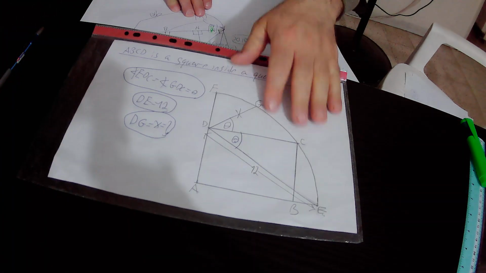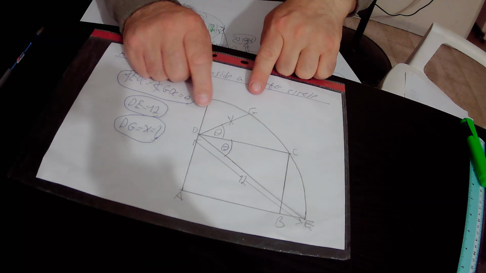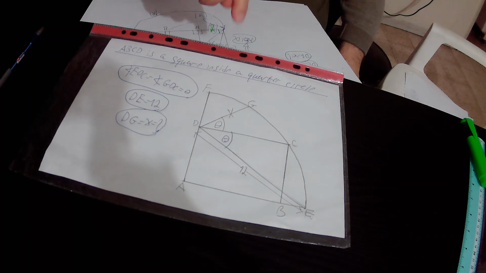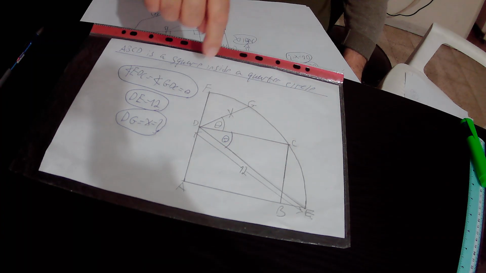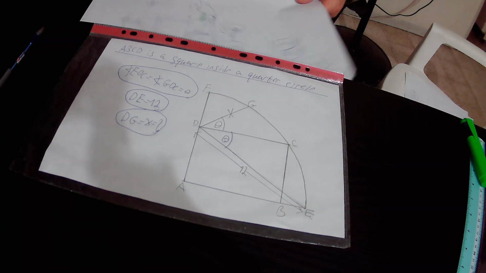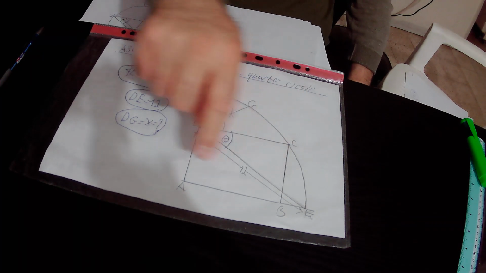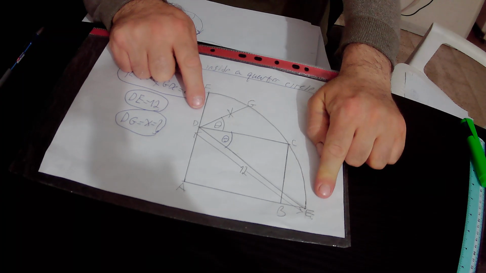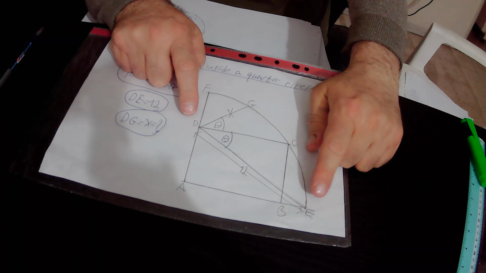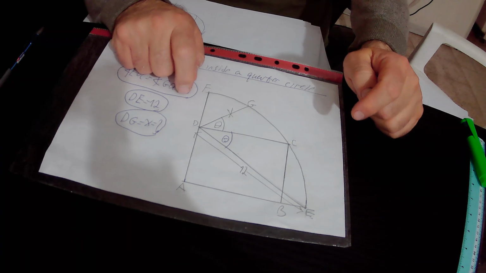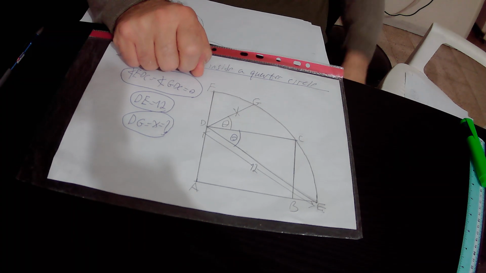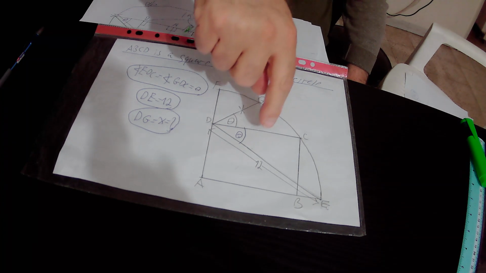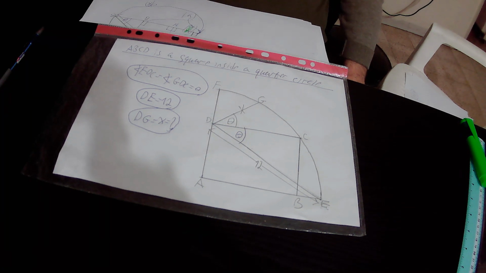In this lecture, we found the length of line GD that is equal to x. In the drawing we have a quarter circle, FAE. Inside this quarter circle we have square ABCD. In addition, you know that line DE is equal to 12 units in length. This is angle theta, this is angle GDC that is equal to theta. This is angle EDC that is also equal to theta.